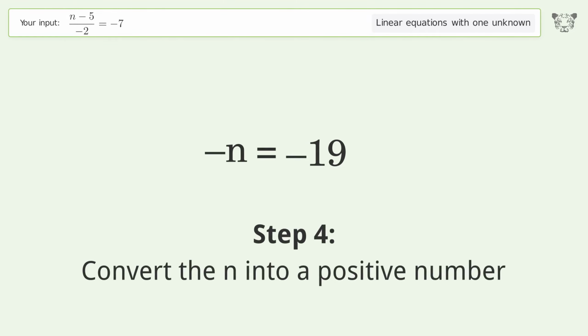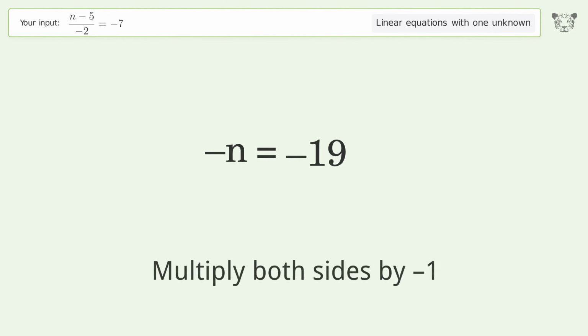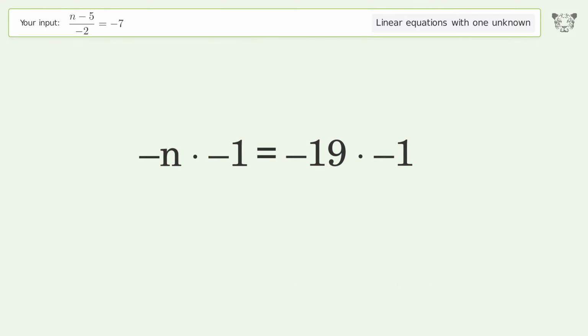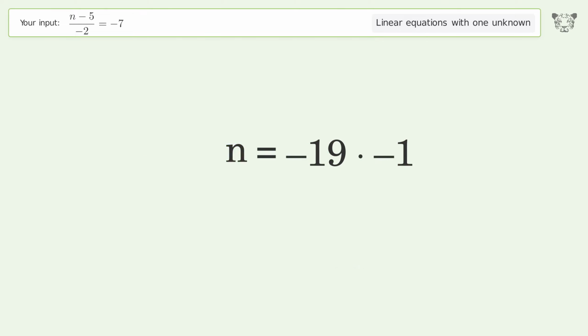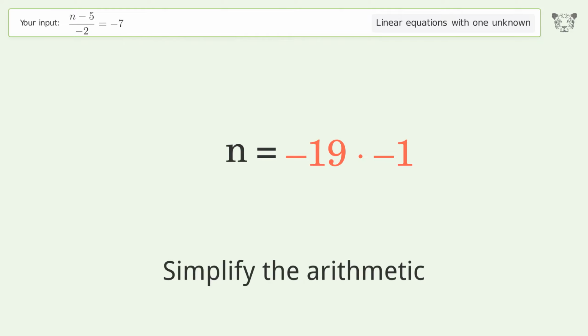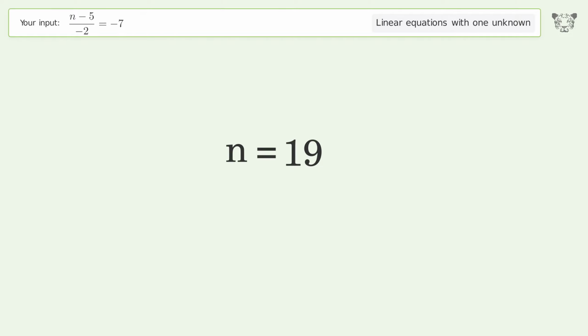Convert the n into a positive number. Multiply both sides by -1. Remove the ones. Simplify the arithmetic. And so the final result is n equals 19.